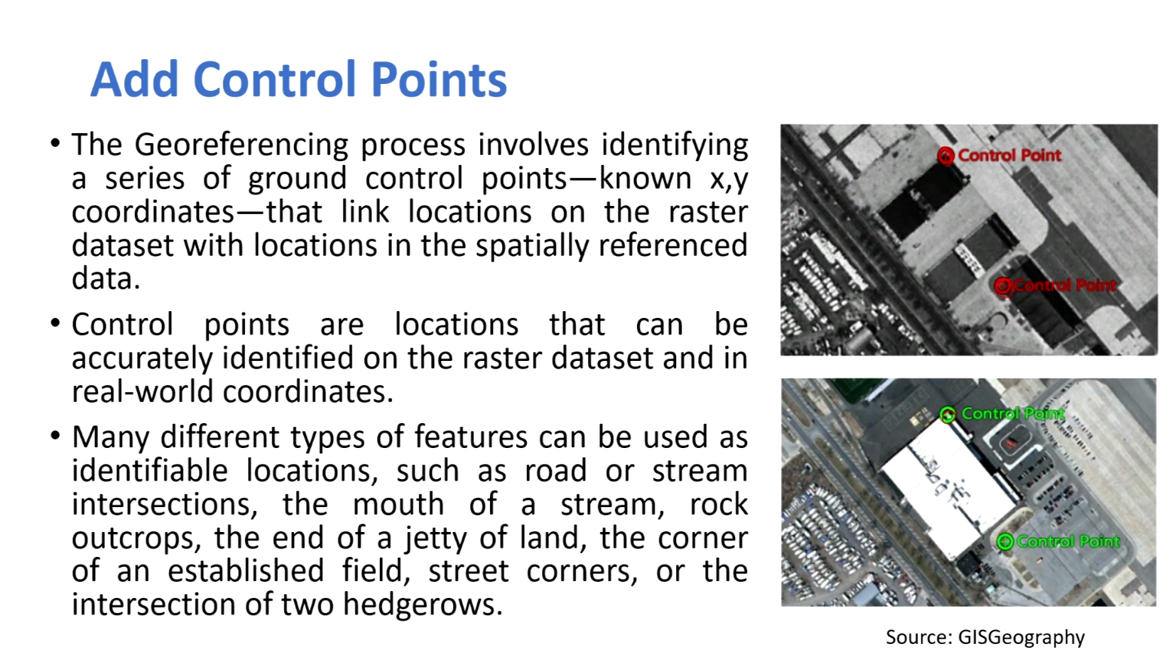Similarly, you can also choose an intersection of a road where two roads are crossing each other. Suppose this is one road and another road is passing from here. So this intersection point you can choose as your ground control point. So these are some of the factors for how you can choose your ground control point, and the basic concept is that you should be able to easily identify this ground control point in your base image and your target image.